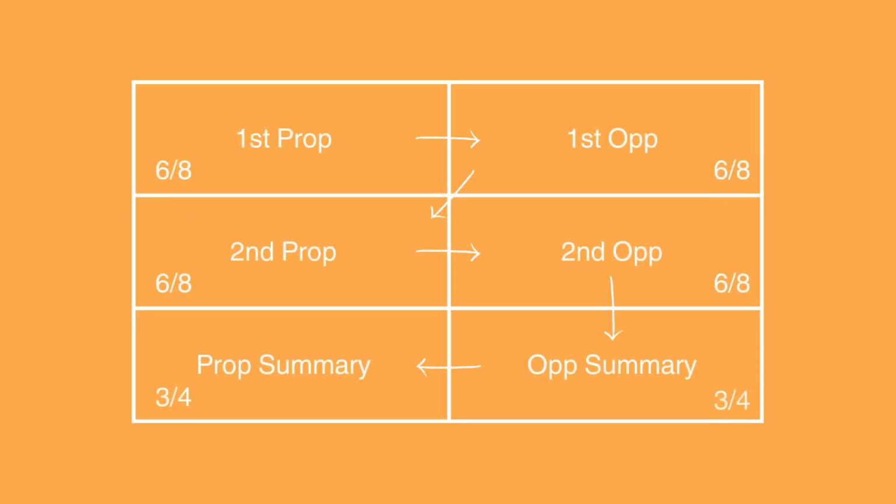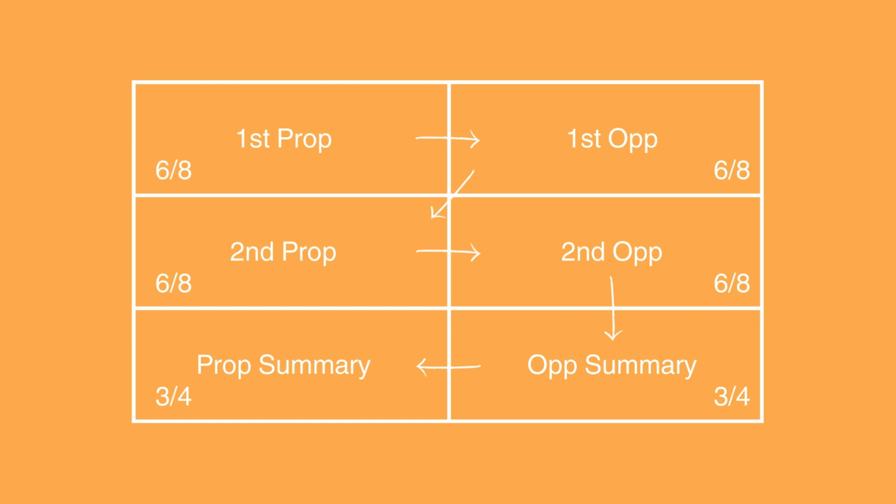Let's talk about structure. This grid shows what CNDF structure looks like. We start with the first proposition speech, then move on to the first opposition speech. And after that, we have the second proposition, then second opposition, then opposition summary, and finally, to close the debate, the proposition summary. Notice that proposition both opens and closes the debate.